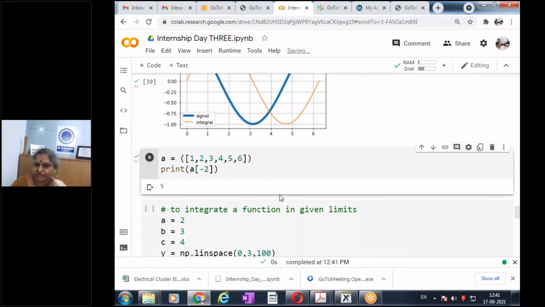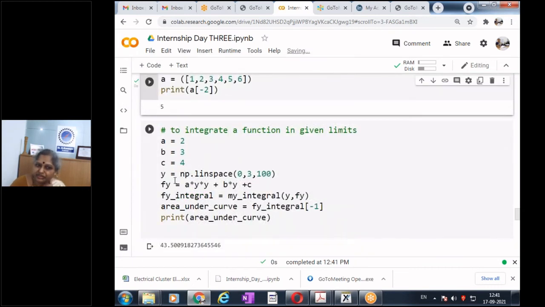So this is what we are doing here. We have the function defined by a y square plus b y plus c, and I'm giving it to an integration. My function is defined in the limit 0 to 3. It has computed the area. I only want the area, so the area under the curve. So after computing the area, I take the last value. What is the last value? integral[-1]. So I get the area under the curve. Please verify if this answer is right. Please verify if you get the same answer when you integrate it.